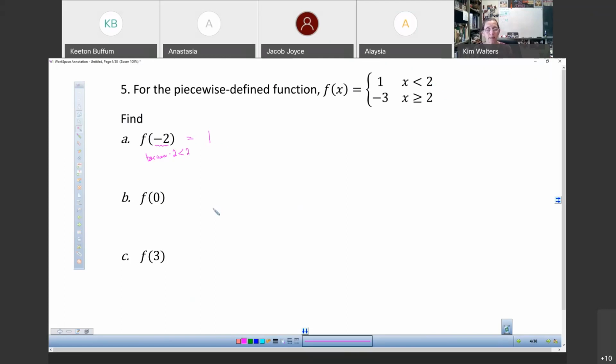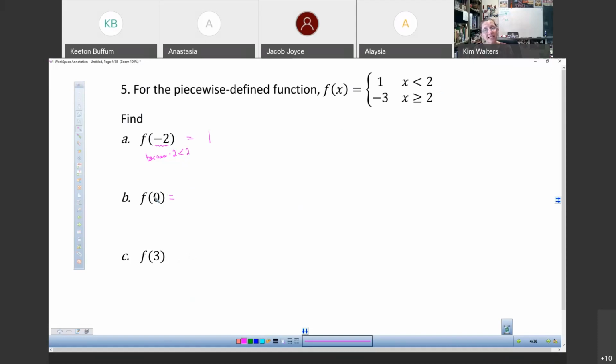Okay? All right, let's see if this makes any sense whatsoever. X is equal to 0, f of 0. Am I going to use 1 or -3 for my value? You can either send it to me in a chat or you can tell me out loud. Am I going to use 1 or -3? And you're looking at 0 and whether 0 is less than 2 or greater than 2. Yep, I got 1 to me and 1 to everybody, so we're good.